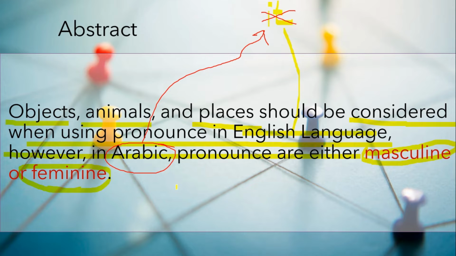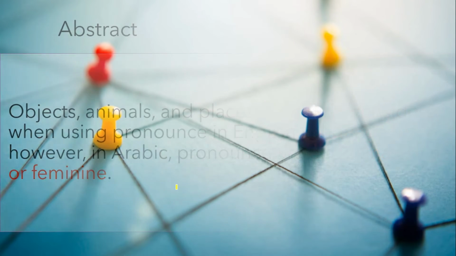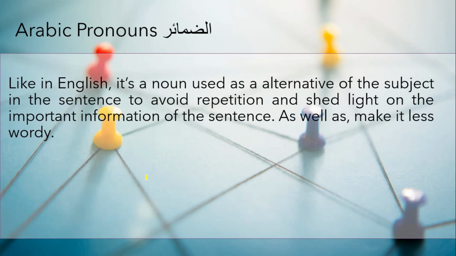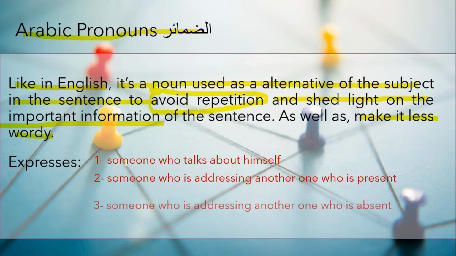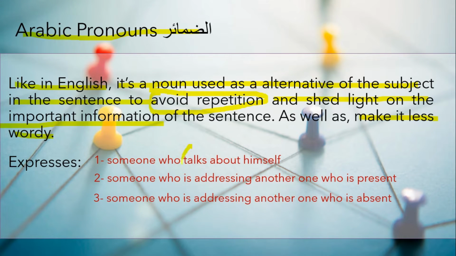So now let's start with the first subject for today. It will be the Arabic pronouns. Like in English, it's a noun used as an alternative to subjects in the sentence to avoid repetition and shed light on the important information in the sentence. So sometimes if you are mentioning the same person, the same subject, that he is doing the deed and this guy he did that and he did this and that, if you keep repeating his name, this is going to draw the reader away from the important information there. So it will make the sentence or the paragraph less wordy.